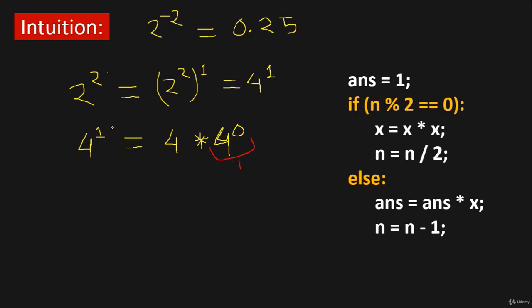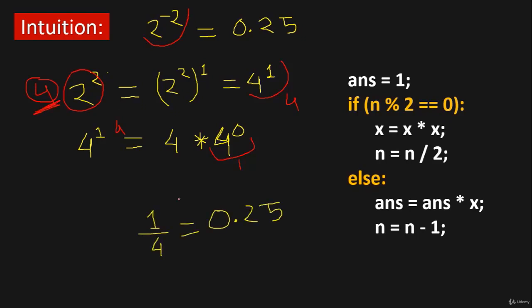So it's written 4, and then 4 to the power 1 equals 4, and 4 is our answer. Now to get the value of 2 to the power minus 2, we'll divide 1 by this value. Then we'll get 0.25. 1 divided by 4 equals 0.25, so we have to return 0.25 for this input 2 to the power minus 2. And this is my solution to this problem.